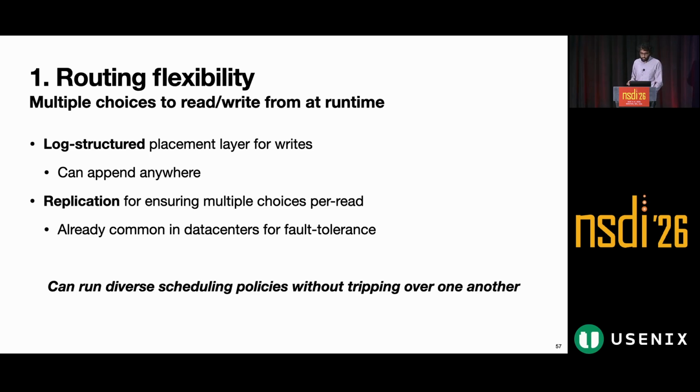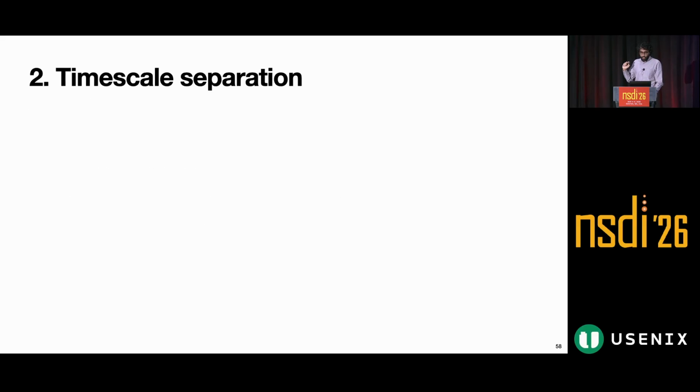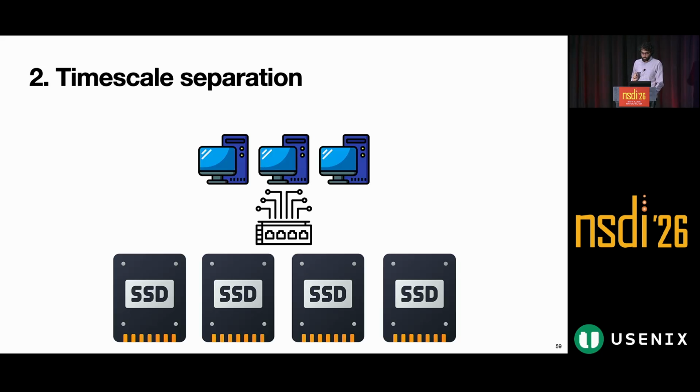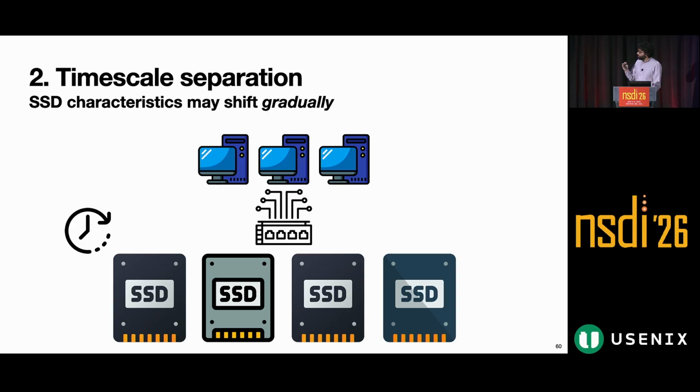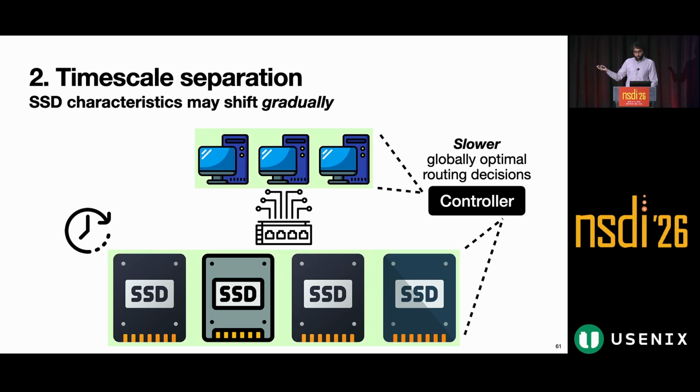So a combination of this allows you to run diverse policies to address sources of performance variability, which we'll see in a minute. The other key idea is separating the timescales at which you take routing decisions. Recall that these SSD characteristics may shift gradually over time. And the load that they're supposed to serve might also shift gradually over time at other timescales. So if you had a centralized controller that was making globally optimal routing decisions, it would be able to do so, but a bit slower. And you cannot react to all of the other events that we saw earlier.